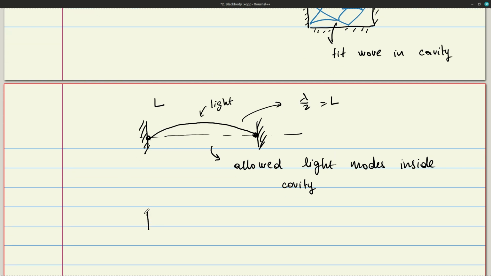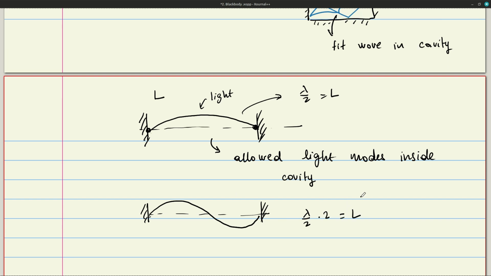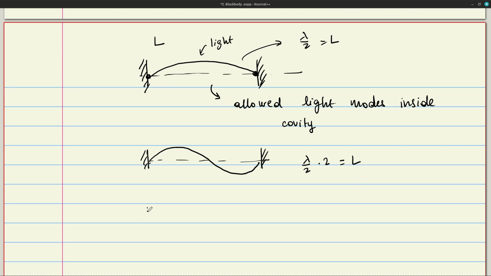Similarly, I can have, let me draw one more, and again, let this be 0. The next is lambda over 2, right? So this is peak to peak is lambda, but there are two of these, which is equal to L. Or I can have something like that. I'm basically enumerating a geometrical quantity based on my shape, like lambda over 2 times 3 is L, and so on.